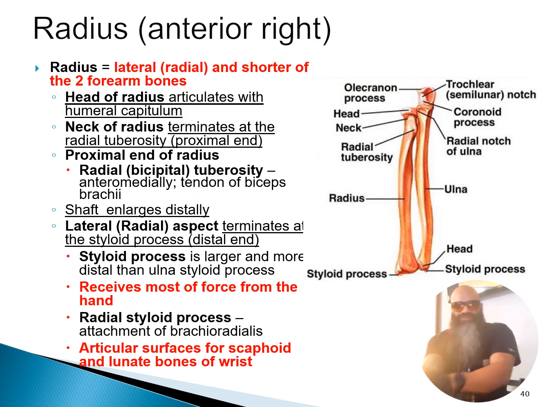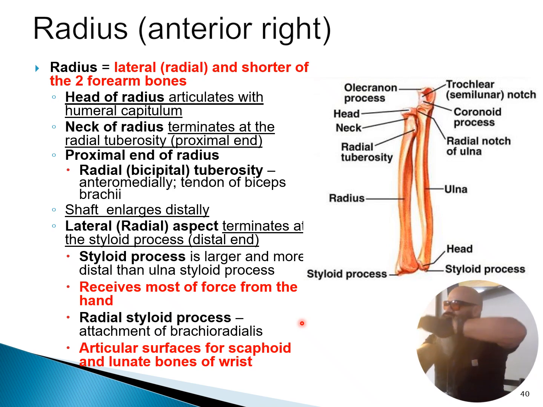The radius. The radio. This one actually moves over your ulna. We'll show you in a second. All right, so the head of the radius, as I just mentioned, articulates with your capitulum. The neck of the radius is basically the diaphyseal portion of the radius, if you remember that part. Proximal end is towards the distal humerus, distal end is towards the wrist, okay? So know that.